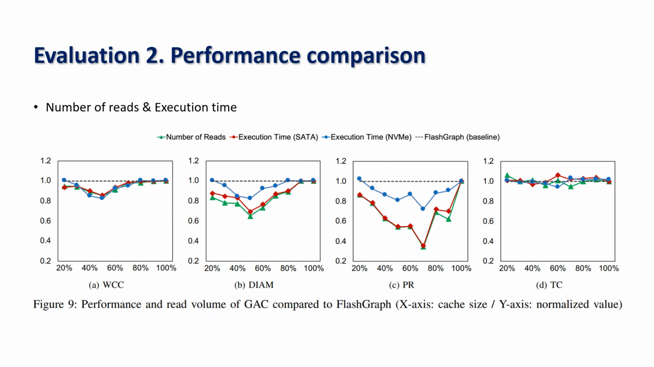In these figures, we compare the amount of read and the execution time to those of the existing scheme. Compared to FlashGraph, which uses clock, GAG provides higher performance, especially for algorithms such as WCC, diameter, and PageRank. The amount of read decreased as more data was obtained from memory, and it led to shorter execution time. In particular, the effect was greater when using a slower device like a SATA SSD. At the maximum, the execution time is improved by up to 65%.